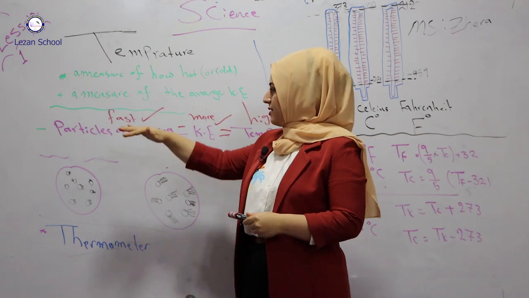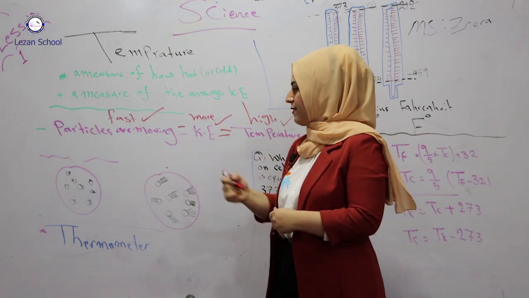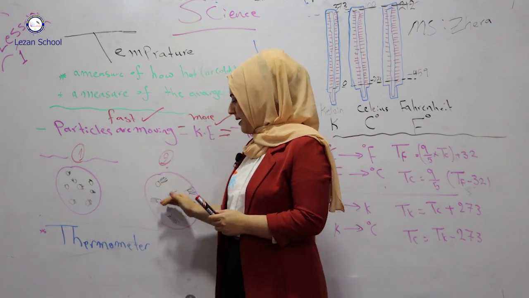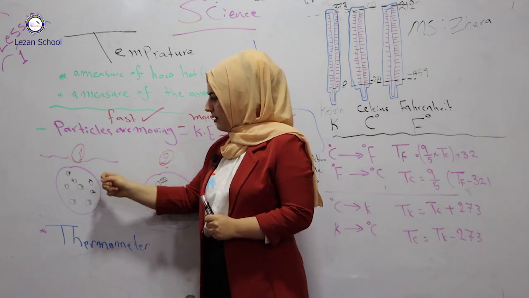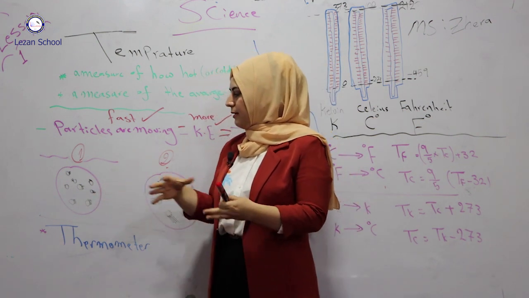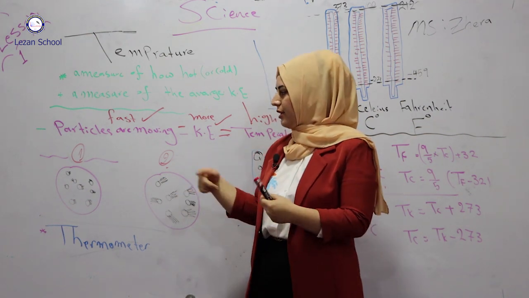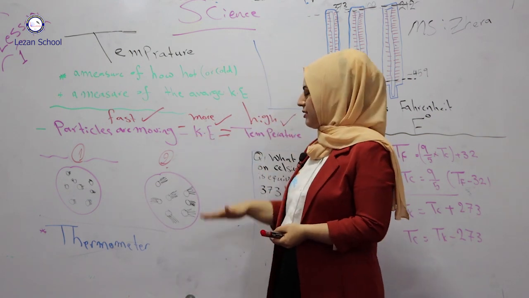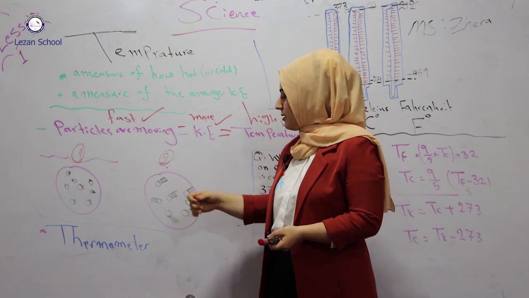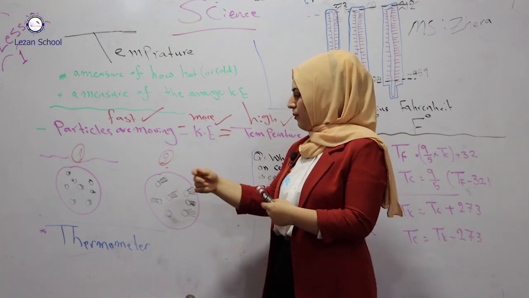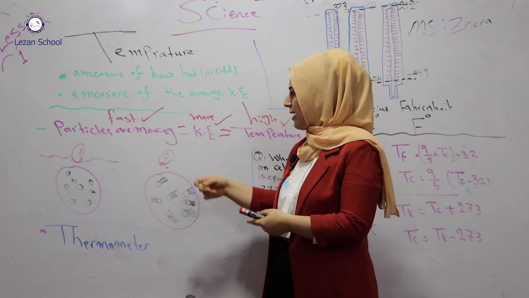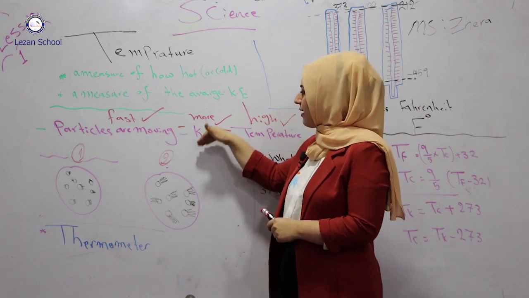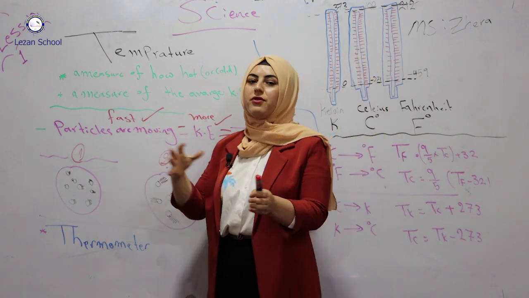To understand this relationship, look at these two pictures, picture number 1 and picture number 2. In picture 1, you see the same particles, but what is the difference? In the first one, the particles move slowly and collide with each other slowly. Slow motion means little kinetic energy and a low temperature. In picture number 2, the particles move fast, so we have more kinetic energy and a high temperature. So temperature depends on kinetic energy, which depends on the moving particles.